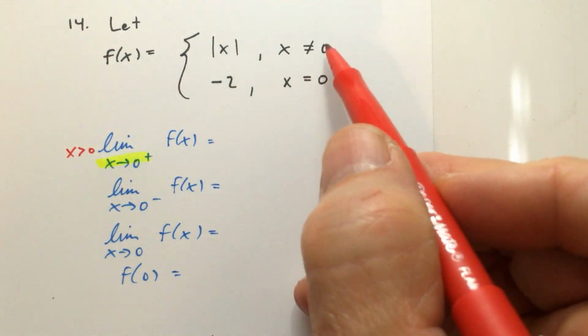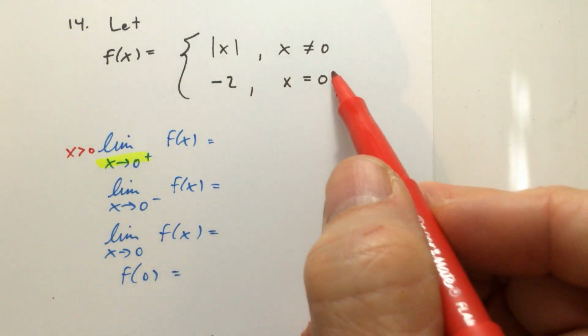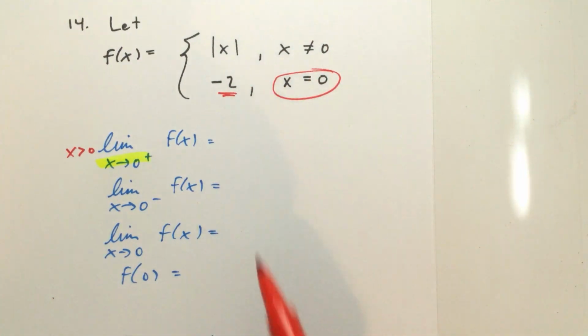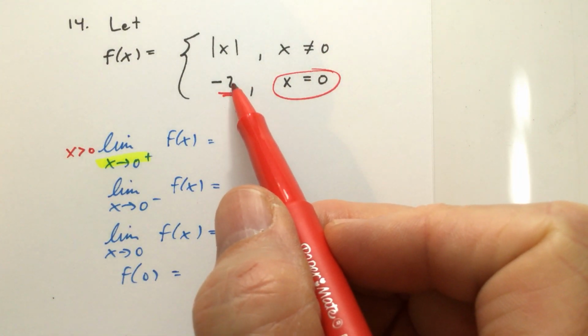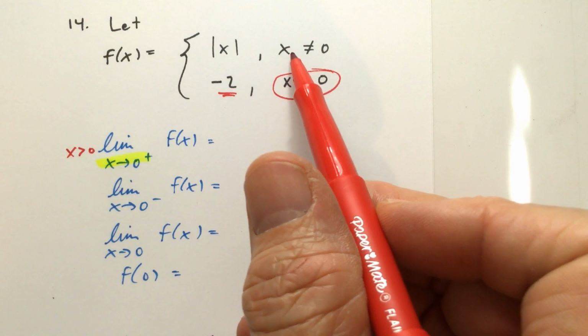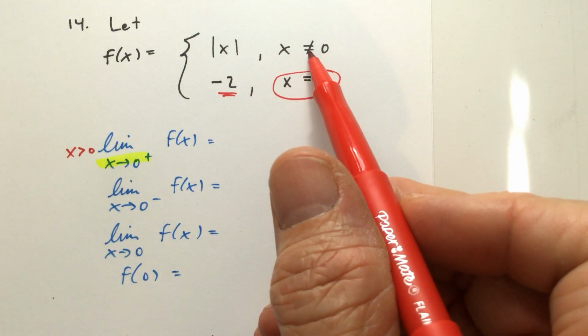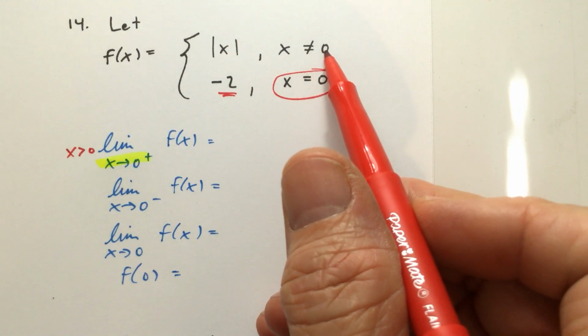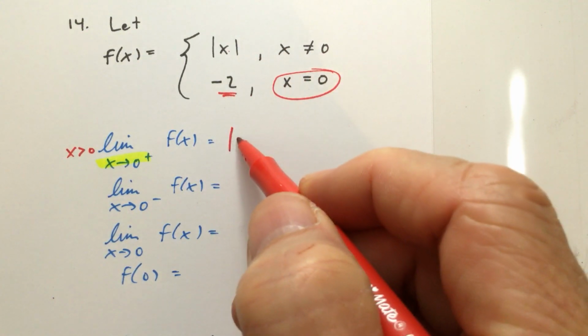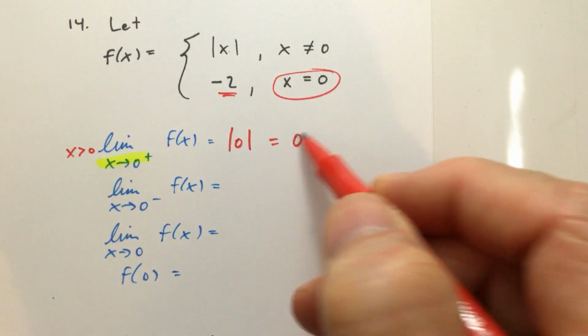Okay, so here we have a different one. When x is equal to 0, the y value is -2. But all other times, when x is not equal to 0, that means that when x is approaching 0 from the right, we would put 0 in place of x there, we get 0.